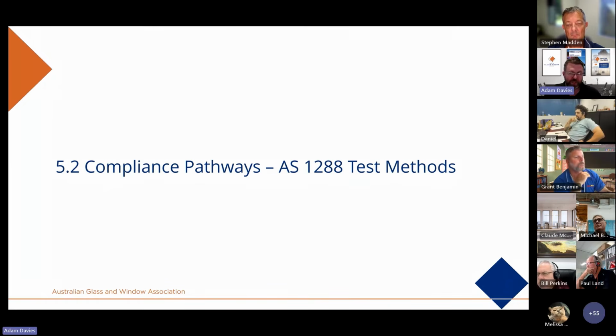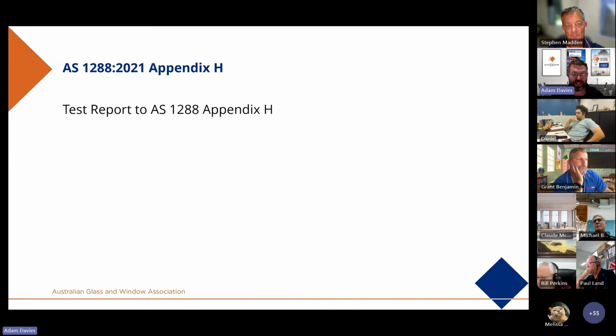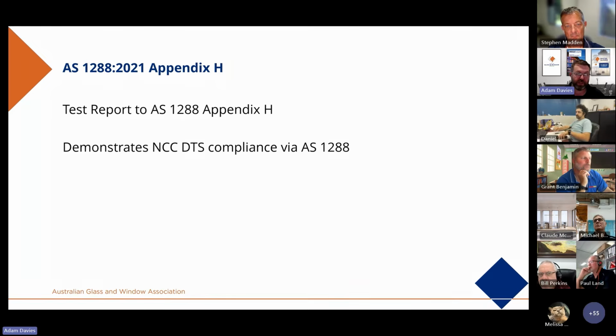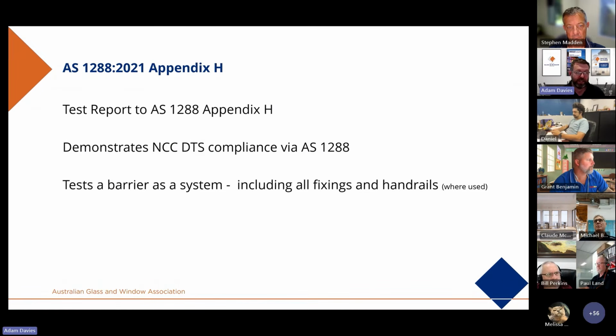Going to talk about the new test methods that have been applied to AS1288. So the first one is Appendix H. This is a normative reference, and it demonstrates NCC DTS compliance because AS1288 is a primary reference document within the NCC, and the appendix is a component of that. So if Appendix H is followed in full, then this is a suitable DTS compliance pathway for barrier design. It tests the barrier as a system, so that includes the fixings and the handrails where used.